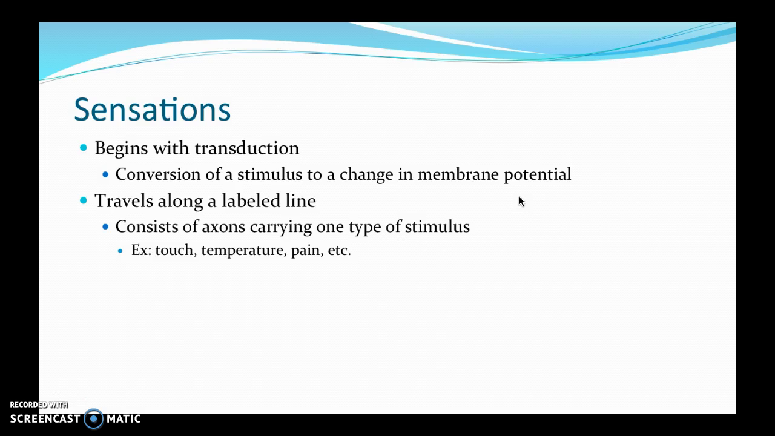The nervous system transmits information through the neurons by electrical signals. So how does a sensation such as touch or taste turn into an electrical signal? This process of converting a stimulus into a change in membrane potential is called transduction. This process changes a little bit depending on the type of receptors. And then the signal travels through what is called a labeled line, or a group of axons that carry only one type of stimulus. So the sense of touch only travels along axons for touch, and sight only travels over axons for sight.